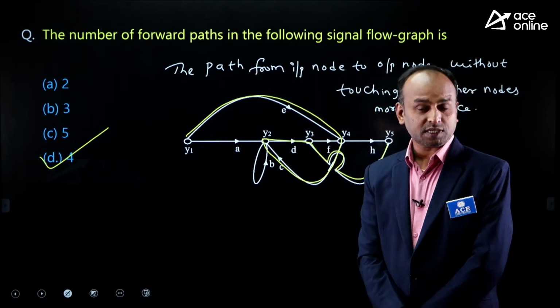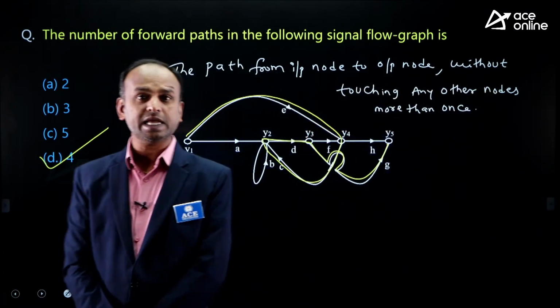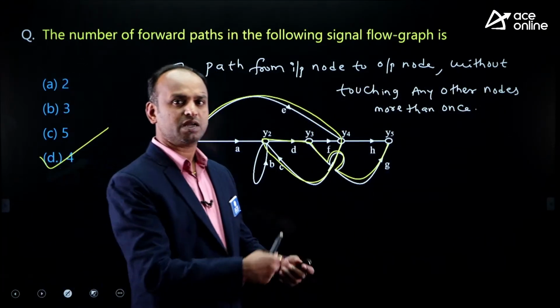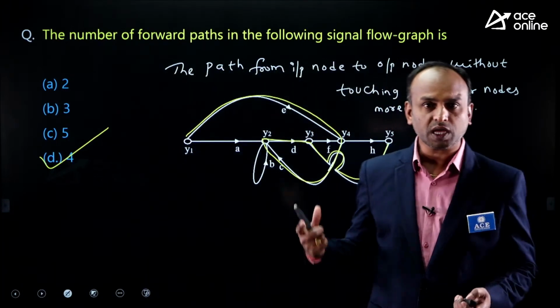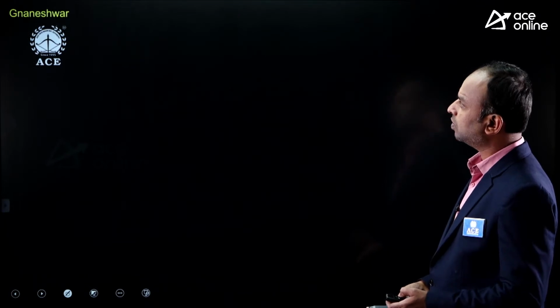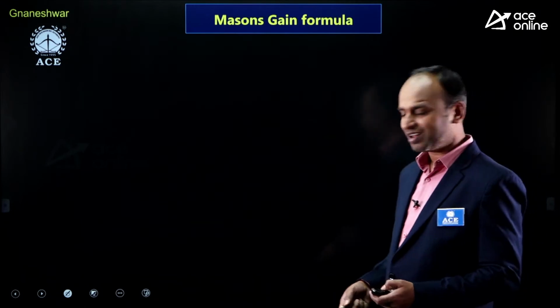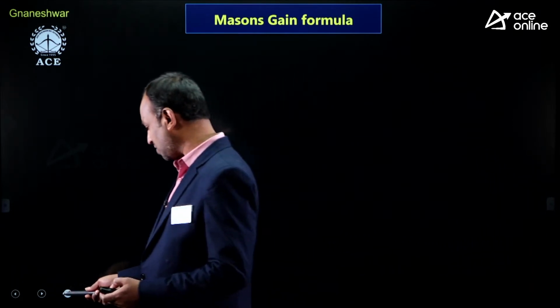This type of question is going to be asked in the TSPSC Polytechnic Lecturers exam, especially in the TSPSC previous paper analysis. Now, we'll move to one more concept called Mason's gain formula, dear. This is called Mason's gain formula. What is Mason's gain formula? We'll observe now.